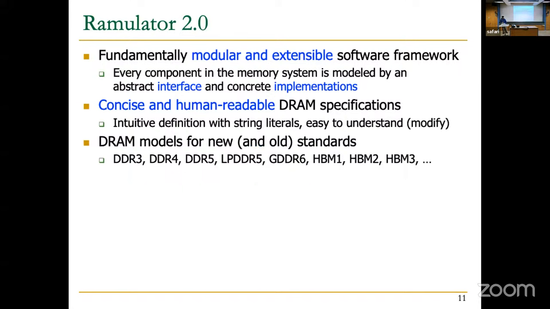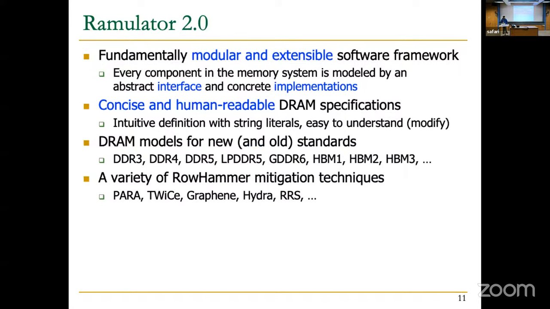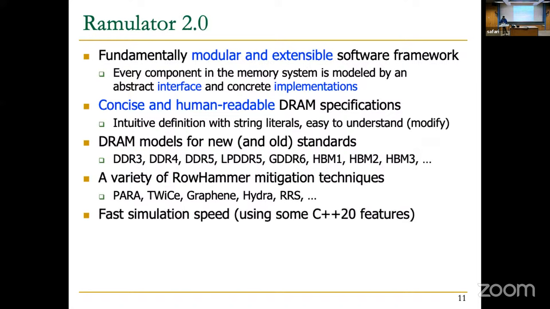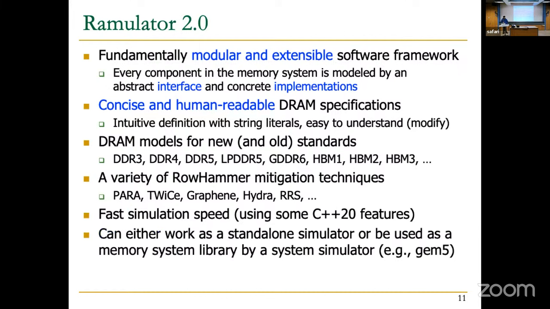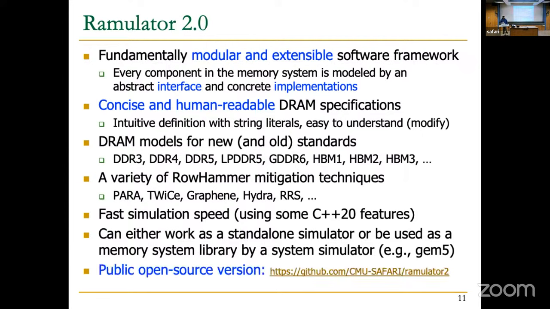We also implement a bunch of both new and old DRAM standards. We implement a variety of RowHammer mitigation techniques. And while doing all of the above, we still maintain a fast simulation speed by leveraging some C++20 features. Ramulator 2.0 can work either as a standalone simulator or be used as a memory system library by, let's say, a full-system simulator, such as gem5. We have the public version hosted in the GitHub repo here.